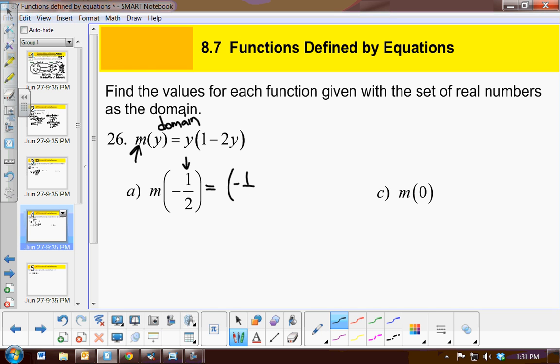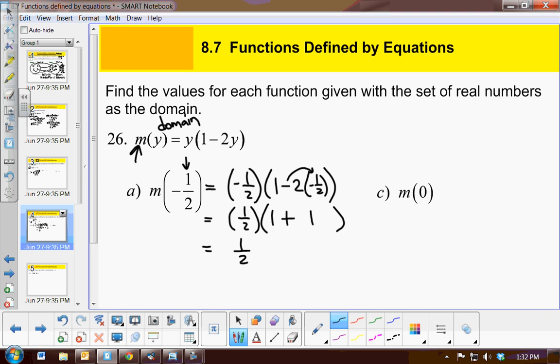So I have negative 1 half times 1 minus 2 times negative 1 half. Now, using my order of operations, I'm going to simplify within the parenthetical statement first, and I always do multiply before subtraction. So negative times negative is a positive, and half of 2 is 1. So I get 1 half of 2, which is 1. Okay, now you please try letter C.